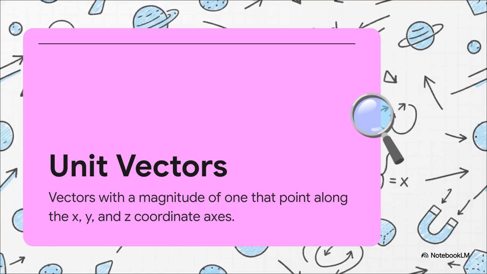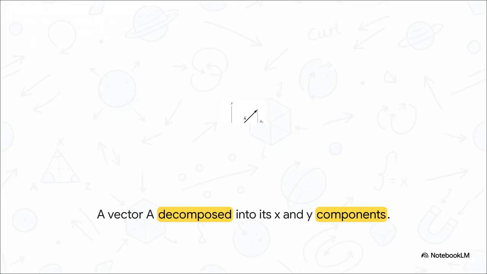The i hat strictly points in the positive x direction, j hat points in the positive y direction, and k hat takes the z direction. They are what allow us to translate geometry directly into algebra. Check out how this diagonal vector doesn't just float randomly in space anymore. It is decomposed into a combination of a horizontal x component stretching along the x-axis and a vertical y component stretching up the y-axis. It's almost like finding the vector's shadows on the walls of our grid. By isolating these individual components, we can actually deal with complex diagonal forces as simple straight-line numbers.